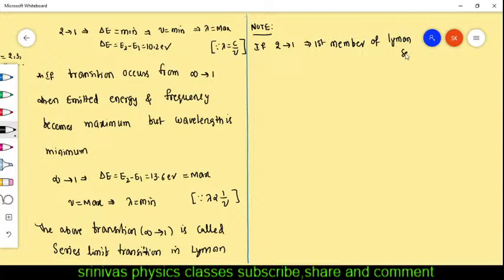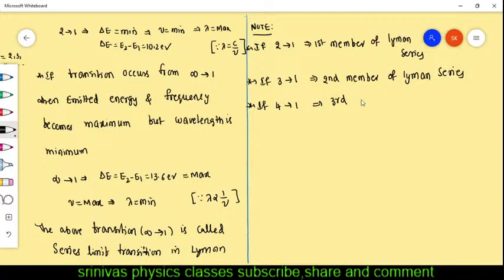Okay, first member of Lyman series. If transition occurs from second to first or third to first, finally it should occur to the first in the Lyman series. If it occurs from third to first, then it is called the second member of Lyman series. If transition occurs from fourth to first, that is called the third member of Lyman series, right? Okay. Now this is about the Lyman series.